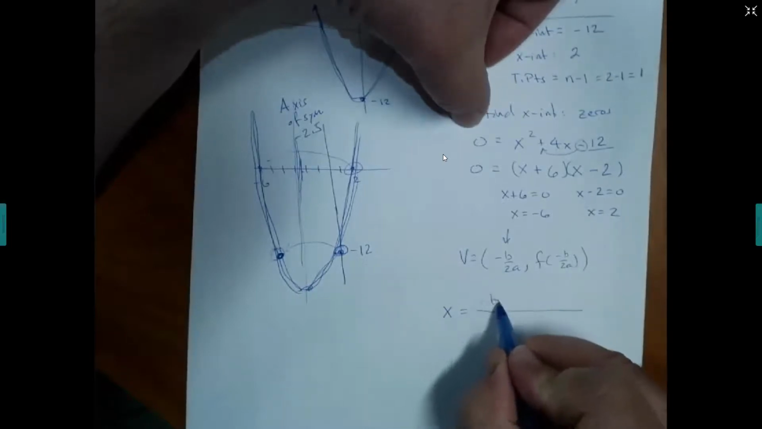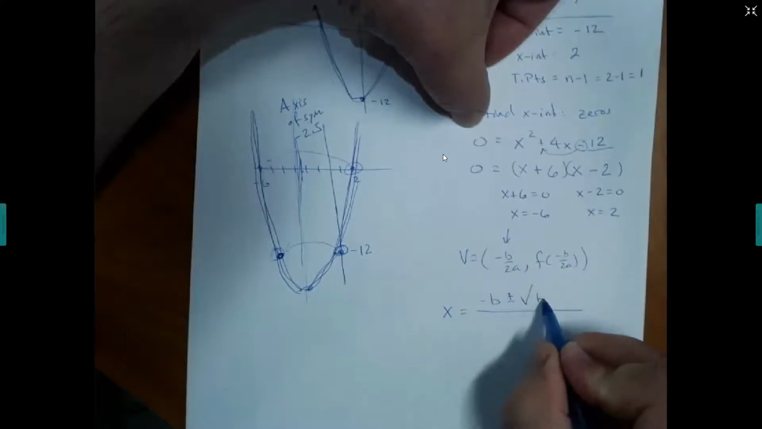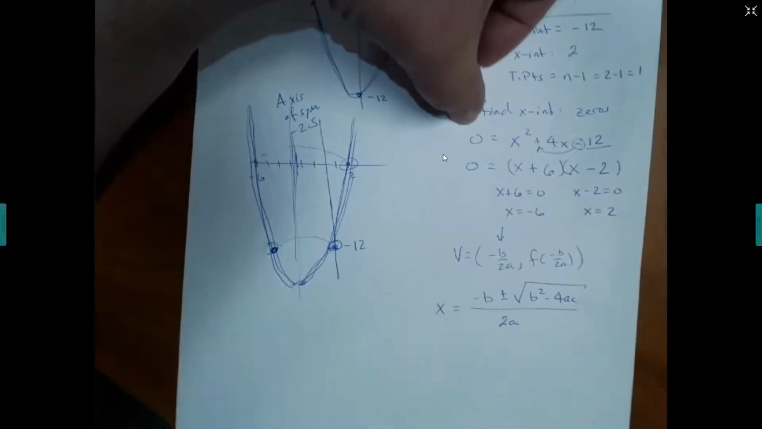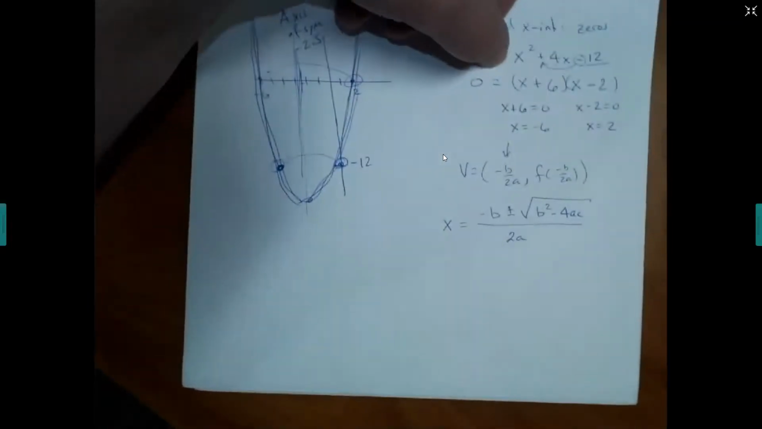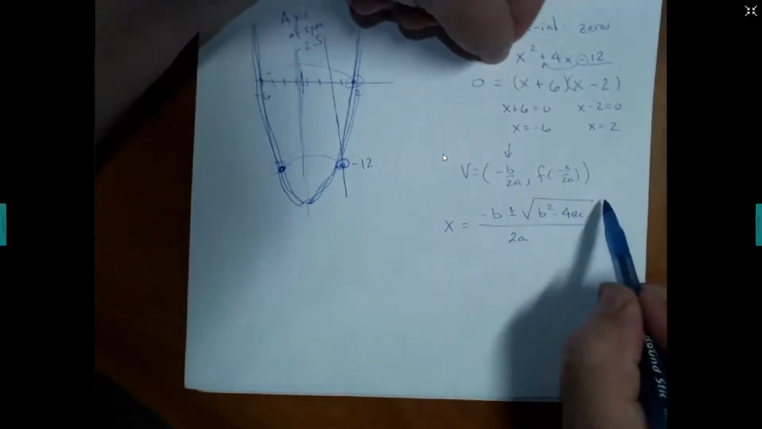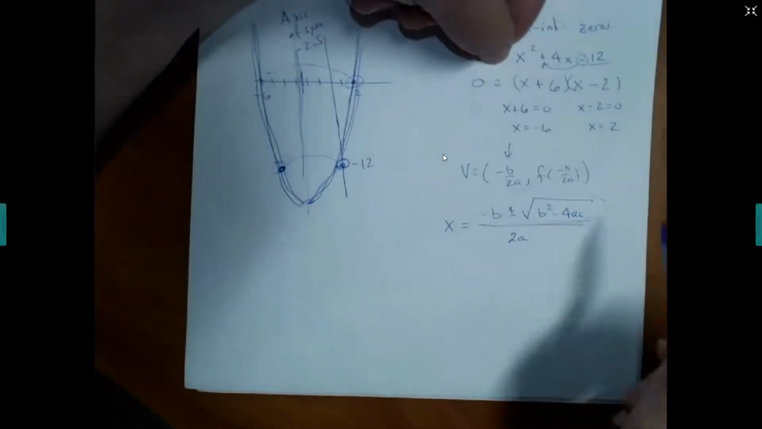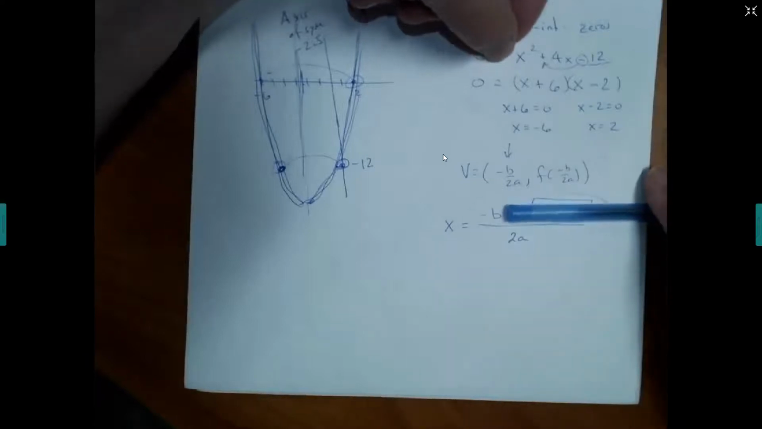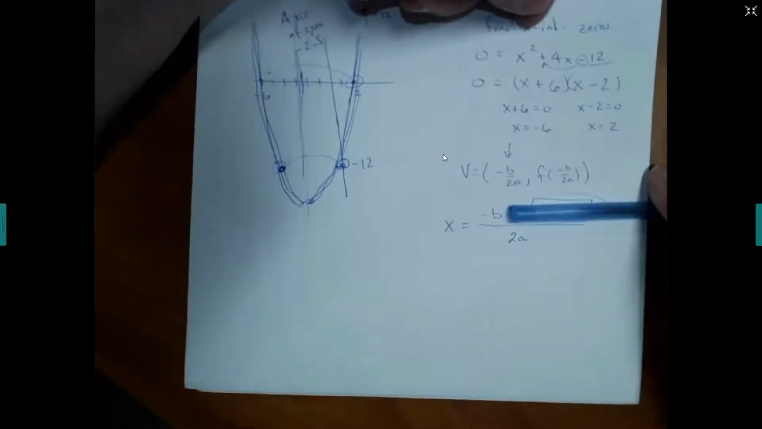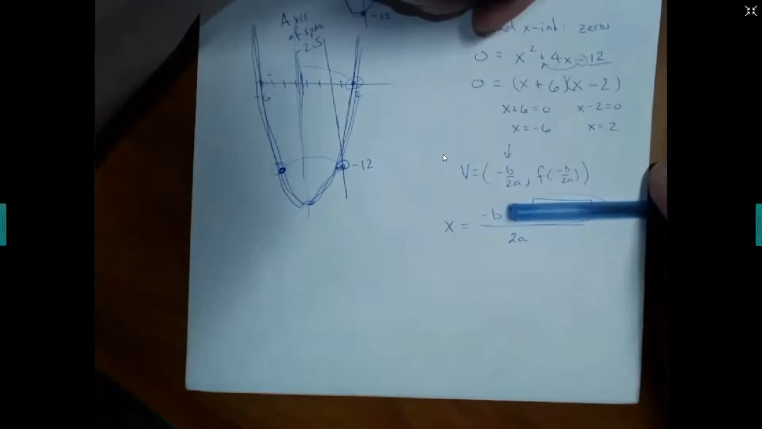Was it constant? No. Remember this formula, the quadratic formula? If this whole expression here is 0 and gone, what are we left with? If everything inside the square root, the radical, is 0, we're left with negative b over 2a, which is the x value of our vertex.